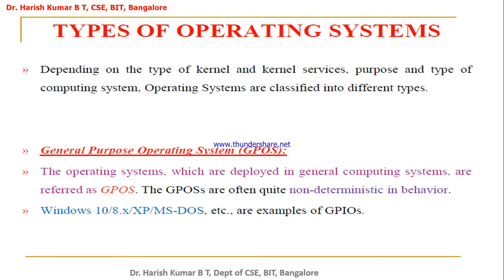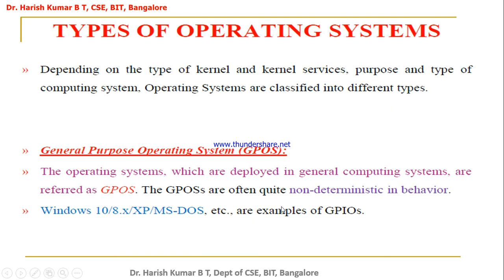Now, types of operating system. There are two types of operating system. One is the general purpose operating system, another one is the real-time operating system. The general purpose operating system is generally used in systems which are non-deterministic in behavior.